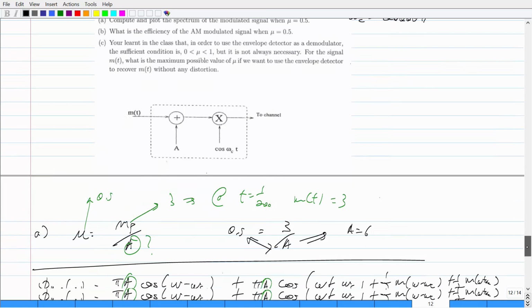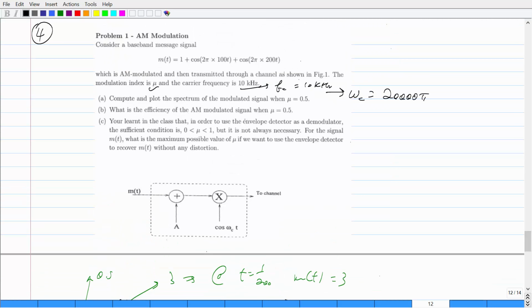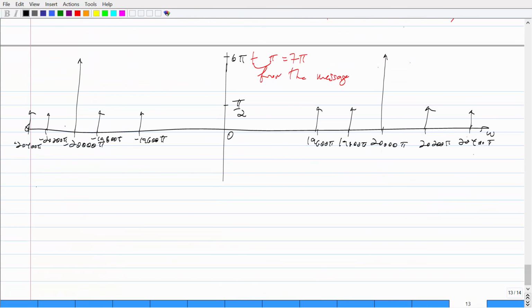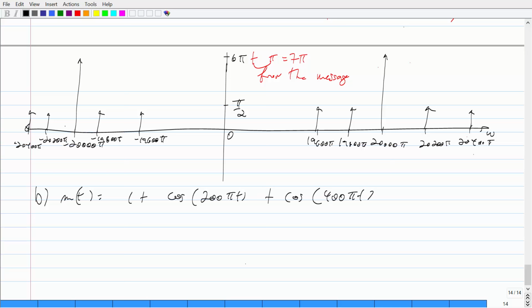Okay, so in part B, what is the efficiency of the amplitude modulated signal when mu is equal to 0.5? So we have to find the power of the sidebands. We also have to find the power of the carrier as well. All right, so let's do that. This is our message signal from before. This we already know. The power of this is just a half. Power of this is also just a half. But what about this guy? How does the power of a constant actually work?